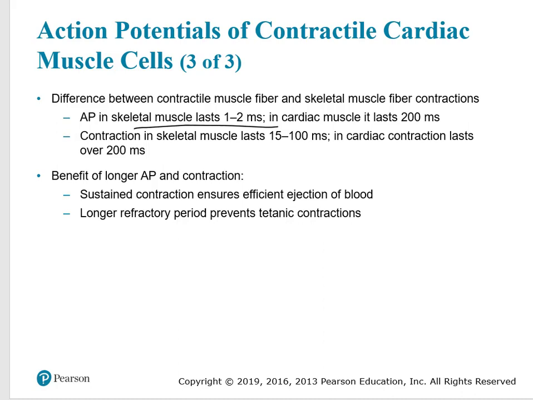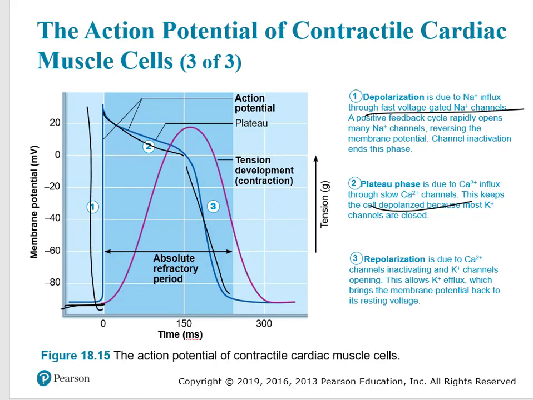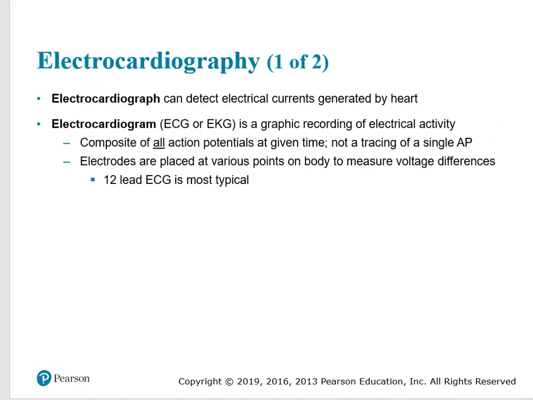Skeletal muscles only action potential lasts for 1 to 2 seconds, but in the cardiac muscle, it lasts for 15 to 100 milliseconds that you have, or here, 200 milliseconds that you have. The contraction of skeletal muscles lasts for 15 to 100 milliseconds, whereas for your cardiac muscle, it's 200 milliseconds. This ensures that the efficient ejection of blood is possible and the tetanic contraction is not possible between each contraction. That's very important. Now let's look into what is EKG or ECG.